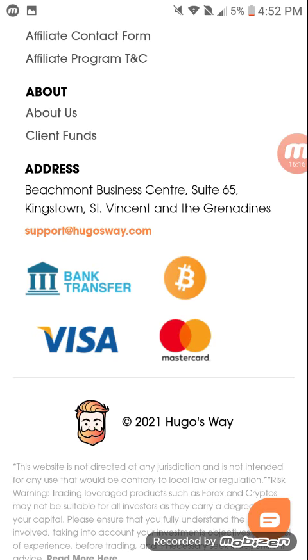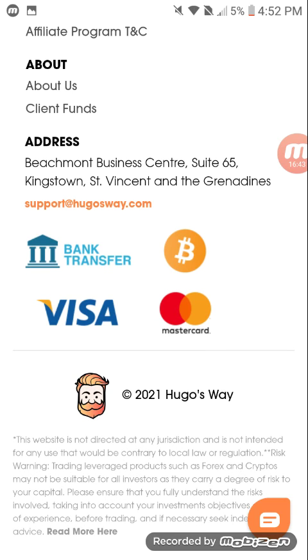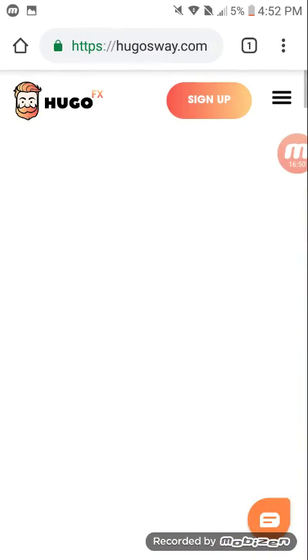They also support bank transfers and Bitcoin. We use Bitcoin through Cash App, and then we send it to our Hugosway account. So they allow us to do that through Bitcoin. You can also do it through bank transfer. You can withdraw and deposit through your bank. They take Visa cards and MasterCards, credit cards. So it's updated every year. This is the 2021 Hugosway website. It gets updated every year.